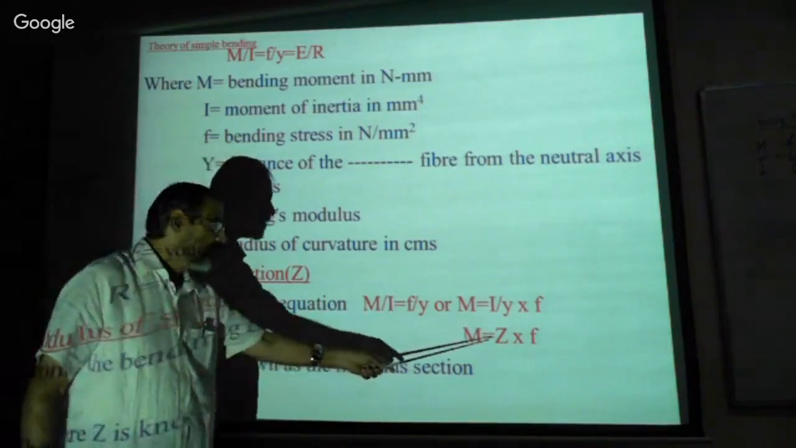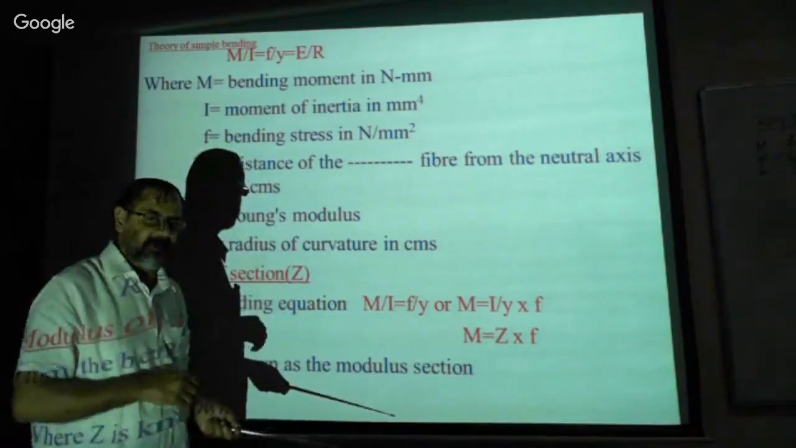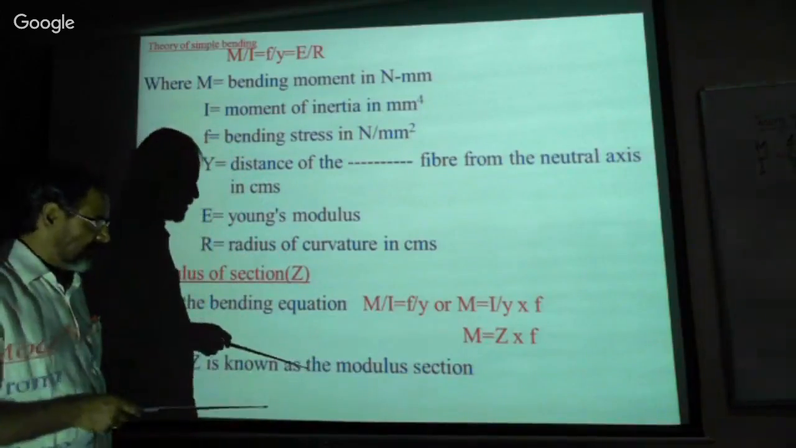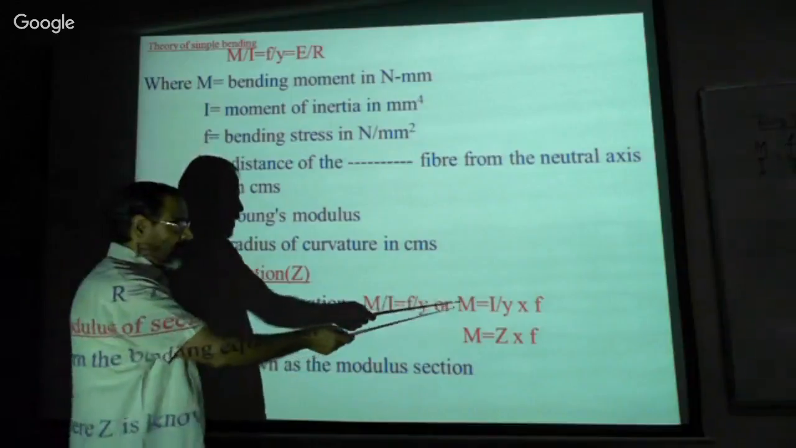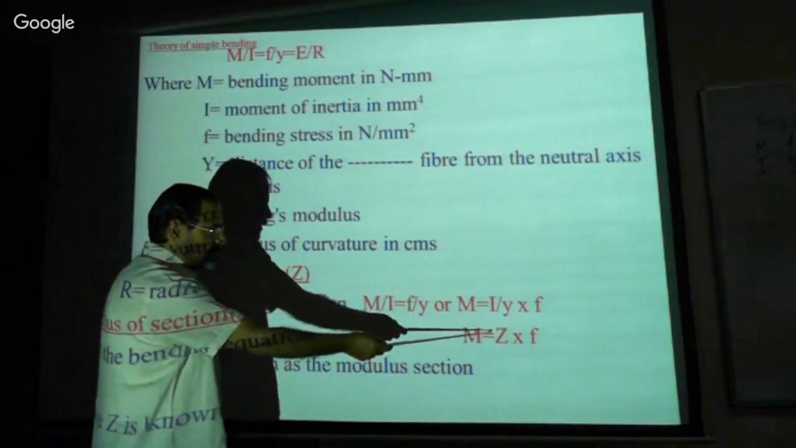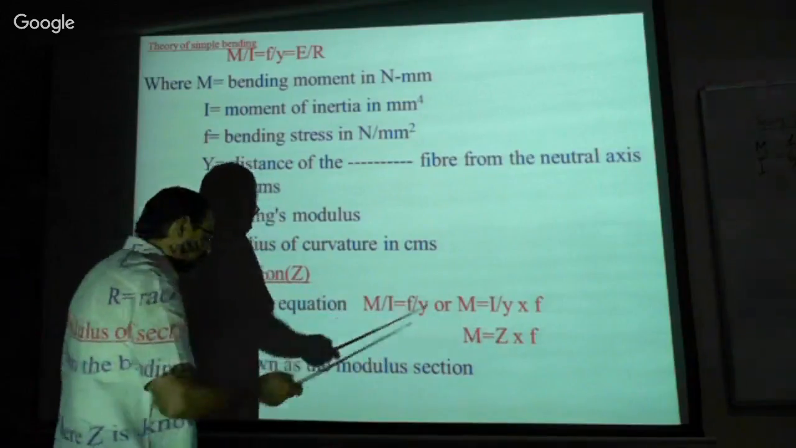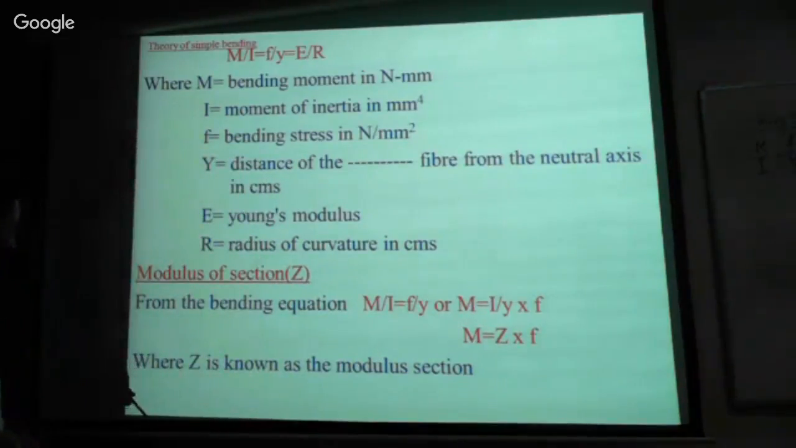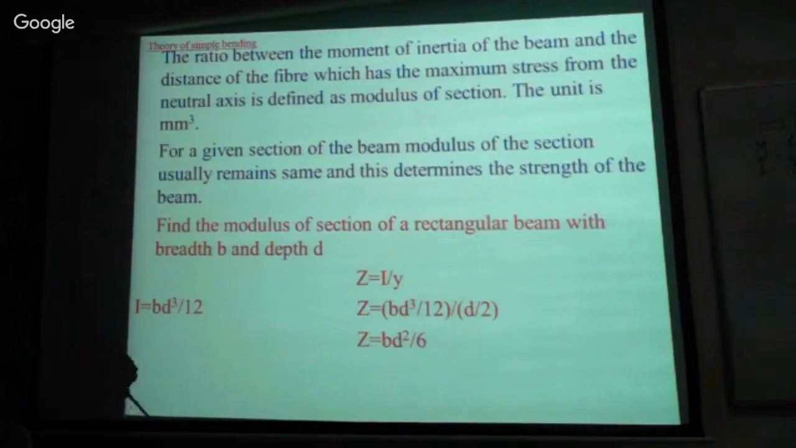Modulus of section will sometimes be asked in the examination for 1 or 2 marks: what is the modulus of section? For this we must write: Z is equal to I by Y, and Z is known as the modulus of section.